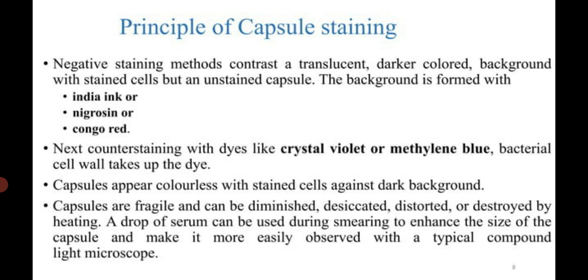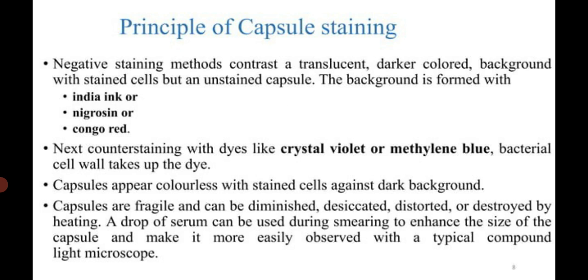Now the principle of capsule staining: the negative staining method will be employed for capsule staining, in which a translucent or darker colored background with stained cells but unstained capsule will be observed. The background is stained with dyes like India ink or nigrosin or Congo red. These three are the acidic stains, and by using any one from these three, or such an acid stain, the background is colored.